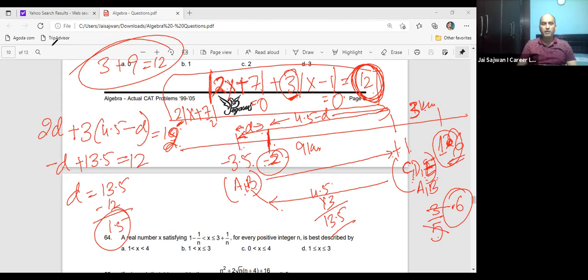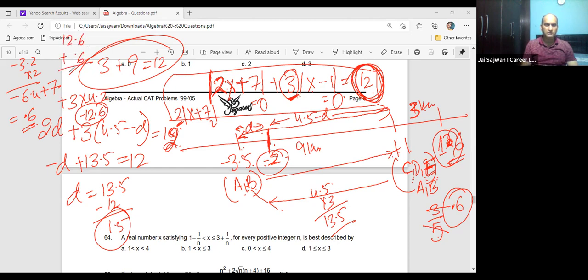Minus 3.2 into 2 is minus 6.4, plus 7 is 0.6. Here it is thrice of minus 3.2 minus 1, which is minus 4.2, so minus 12.6. Mod of that is 12.6. Plus 0.6 is 13.2, which is not satisfying here.